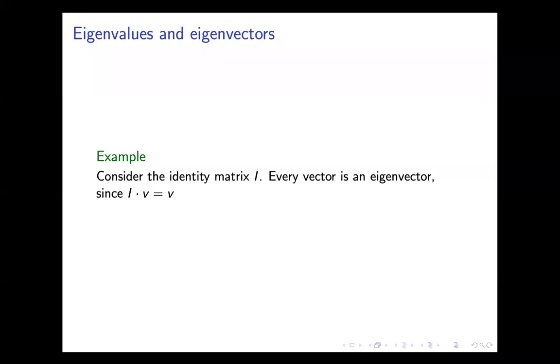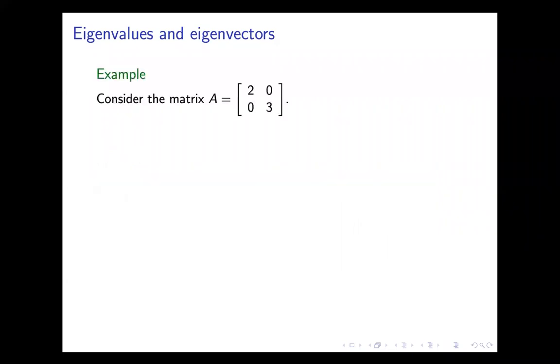So take an identity matrix. Now every vector of this matrix is an eigenvector, as we know, since I acting on V is equal to V, and the eigenvalue is equal to 1, right? Because that's what lambda is equal to.